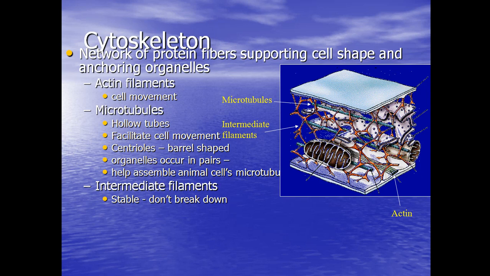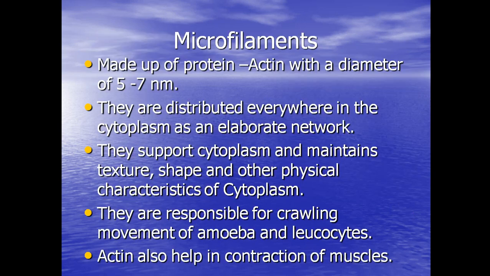Now, the microtubules, they are hollow tubes and they are involved in cell movement. This organelle occurs in pack and it assembles animals' microtubules. Whereas the intermediate filaments, they are more stable and don't break. Now let's try to understand one by one.